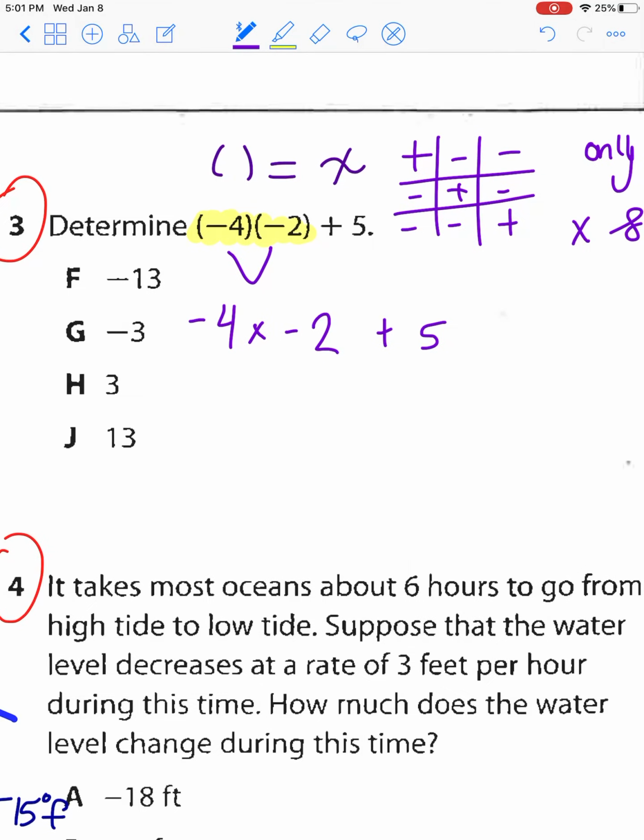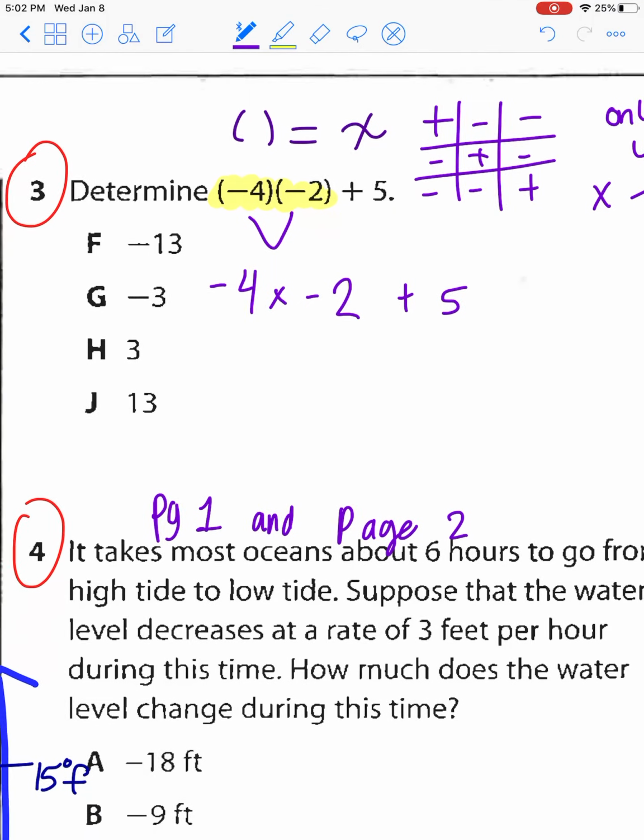Okay, now after you do that, make sure you add 5 and look at that. If you need more reference for this problem, please make sure you look at page 1, and page 2 also has some notes. So page 1 and page 2. Okay, this is for problem number 3. Now let's take a look at problem number 4.